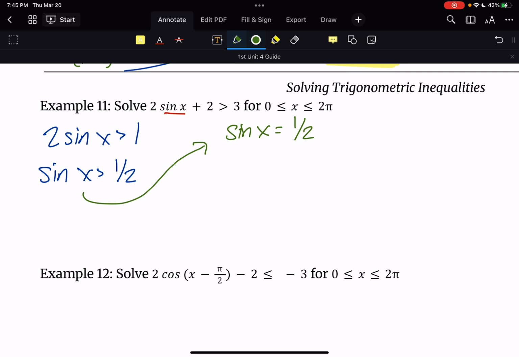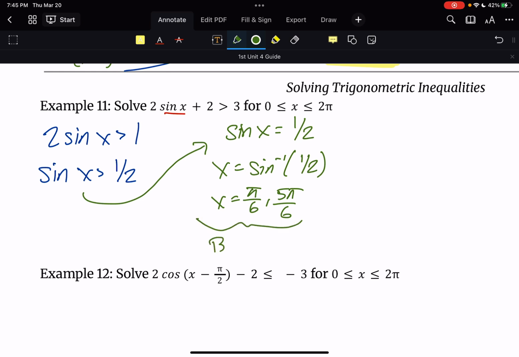So now again, we're asking ourselves, where do we get a sine of 1/2? And if we look at our unit circles, it's going to be at pi over 6 and at 5 pi over 6. So these two angles are like our bounds. So it's either everything in between these two angles or it's everything outside of the two angles. Okay?